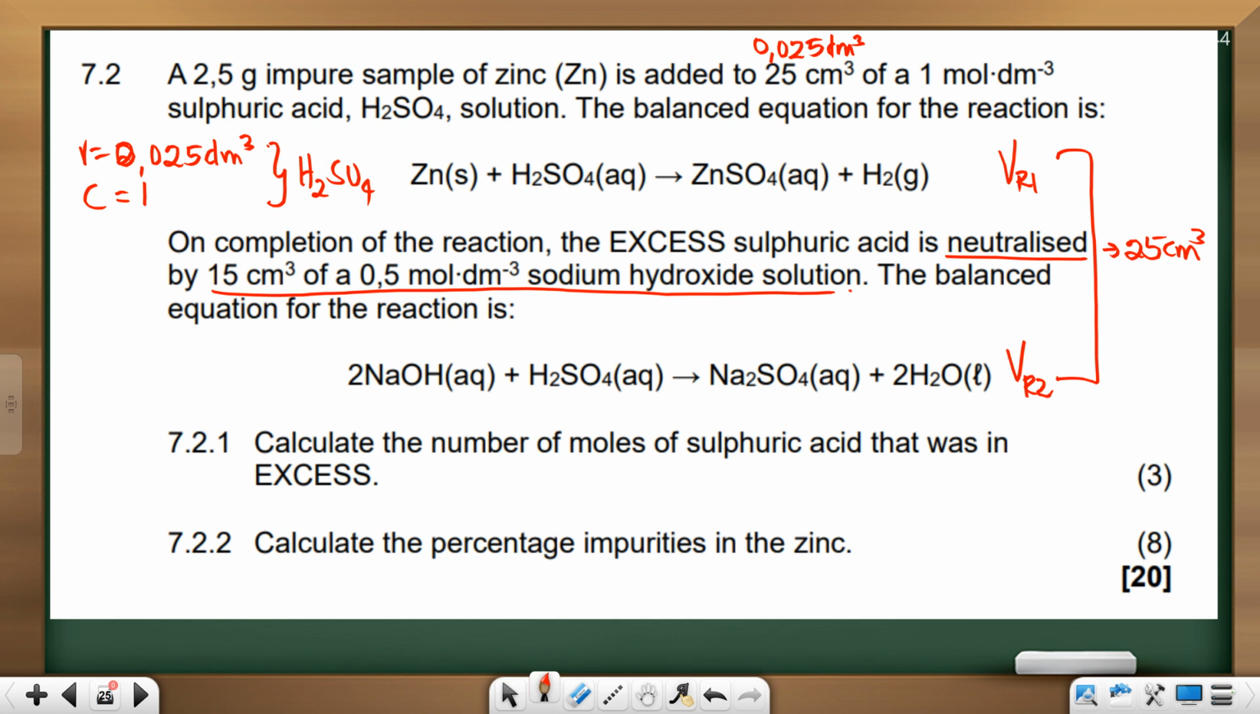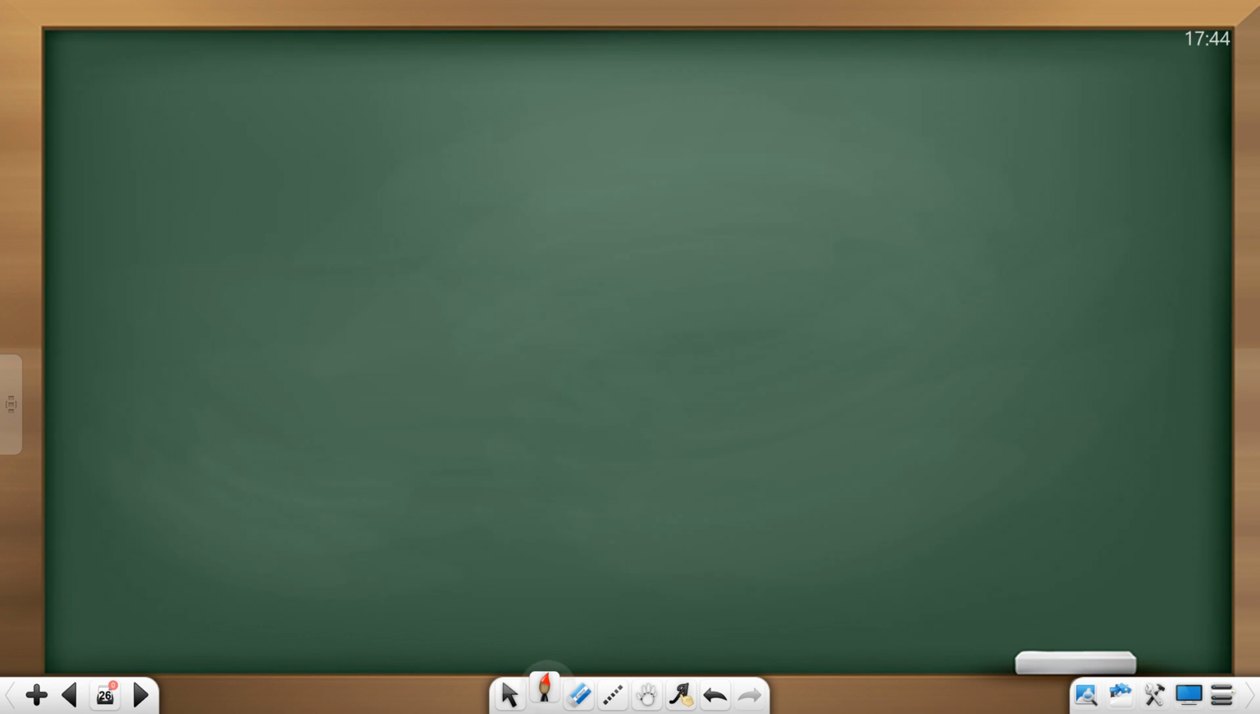All right, let's see. What do we do? In this case, this is reaction number 2. But what did we use in reaction number 2? It was what was remaining. Calculate the number of moles of sulfuric acid that was in excess. Oh, they are simply telling us to get the number of moles here. Does that make sense? They will not give you the number of moles of what you want. They'll give you information on the second one. Can you tell me the information we have on sodium hydroxide? What do we have? 15 cm cube and 0.5 moles per dm cube.